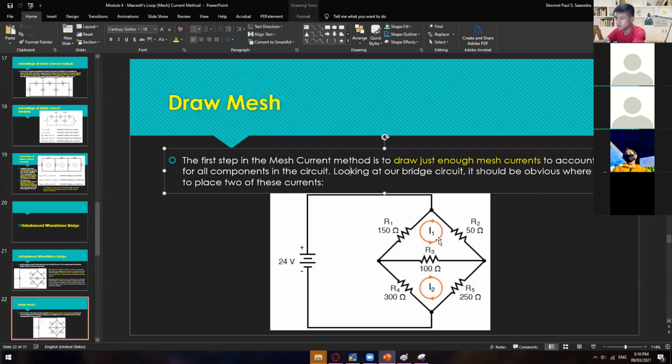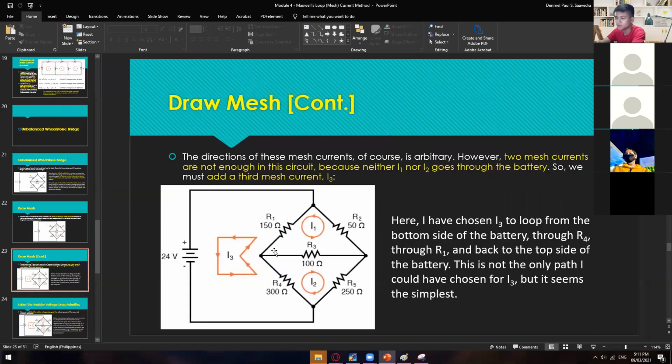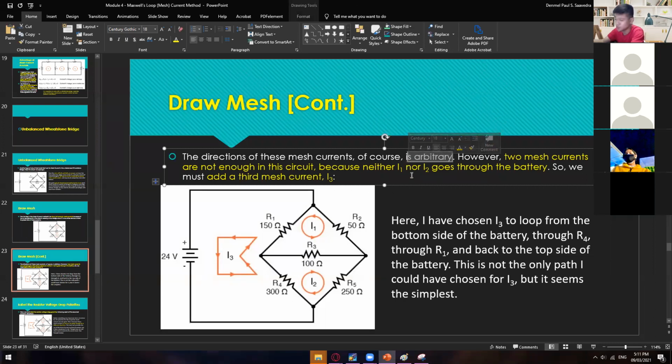So we're going to have the first 2 loops in here. This is your first loop, and then this is your second loop. But if you take a look at this one, we're going to apply KVL, but in I1 and I2, we don't have voltage. So that is why we have to apply another loop in here, which will be your loop number 3. So we have here your I1, I2, and then I3. The direction of these mesh currents, of course, is arbitrary, so we just assume it again.